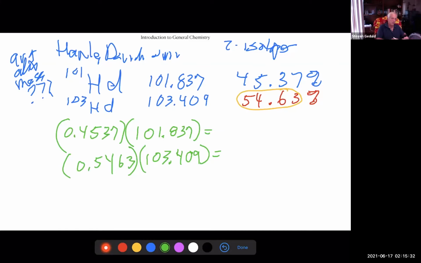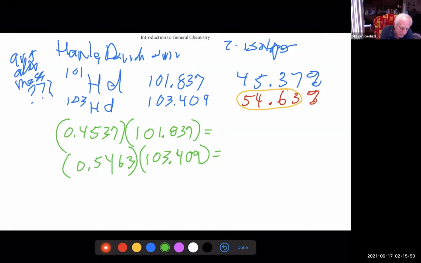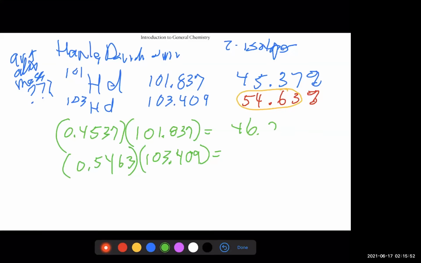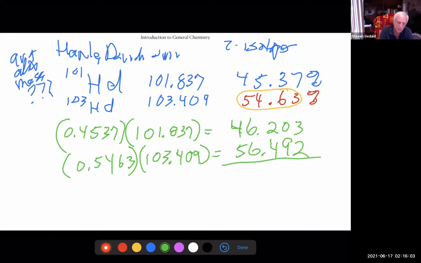We do 0.4537 times 101.837. What is it? 46.203. Perfect. And the next one is 56.492. Perfect. And then we add those two together.